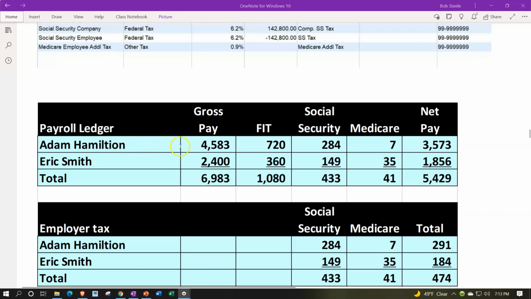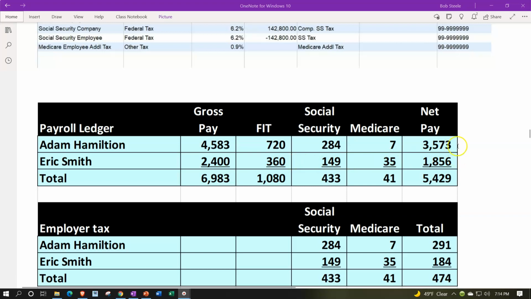So in this case, we've got Adam. We're going to say it's the $4,583 gross pay, his federal income tax that we had to take out, his Social Security, his Medicare. There's the net check, which is the gross pay minus the FIT minus the Social Security minus the Medicare. Erica, $2,400. We took out her FIT, her Social Security, her Medicare to get to the net pay of $1,856.